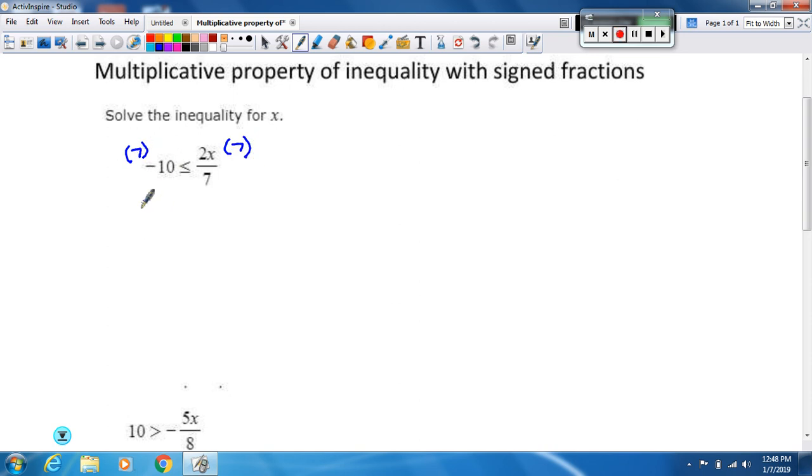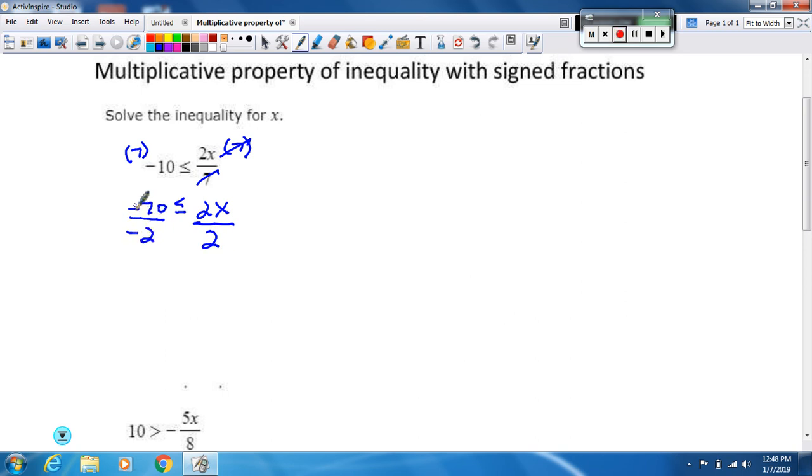7 times negative 10 is negative 70, is less than or equal to, when you multiply by the denominator, that actually cancels each other out. Top cancels with bottom, so you get 2x. Now you're wanting for the x to be by itself, so it's being multiplied by 2. So you have to divide both sides by 2. So I'm going to divide both sides by 2.